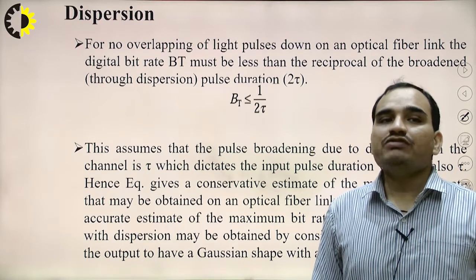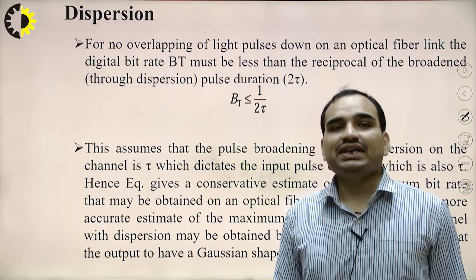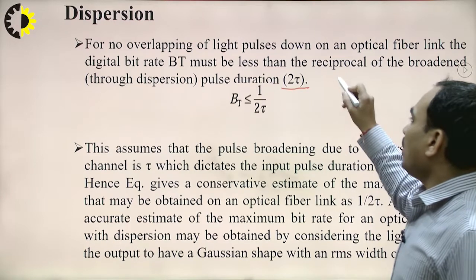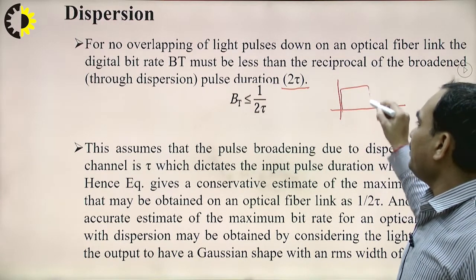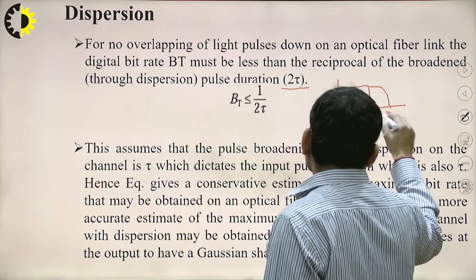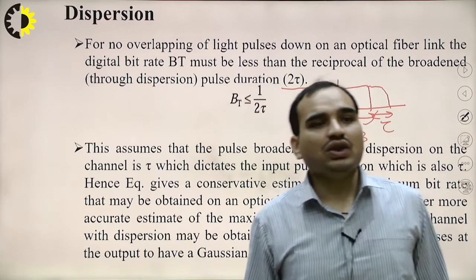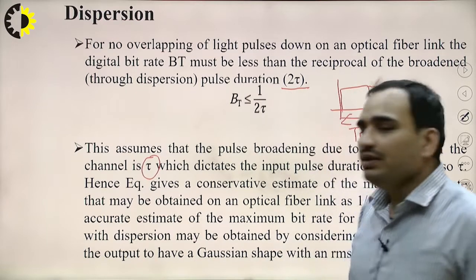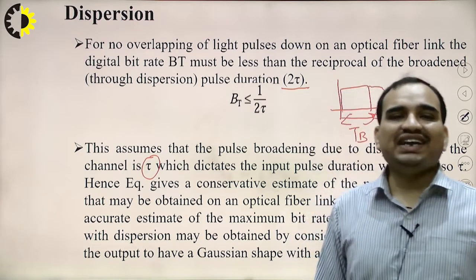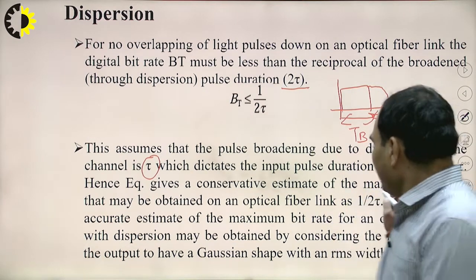So for no overlapping of light pulses down an optical fiber link, the digital bit rate, that is BT, must be less than the reciprocal of the broadened pulse duration, that is 2 tau, where tau is the broadening of the pulses due to dispersion. If we have the bit duration TB and this pulse is broadened by tau, then this broadening is given by tau. So this assumes that the pulse broadening due to the dispersion on the channel is tau, which dictates the input pulse duration, which is also tau. Hence, the equation gives a conservative estimate of the maximum bit rate that may be obtained on an optical fiber link, given by 1 by 2 tau.